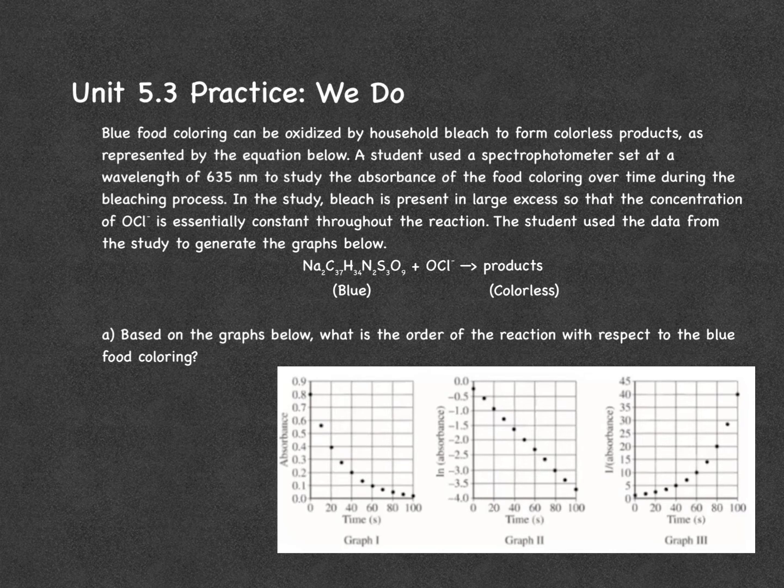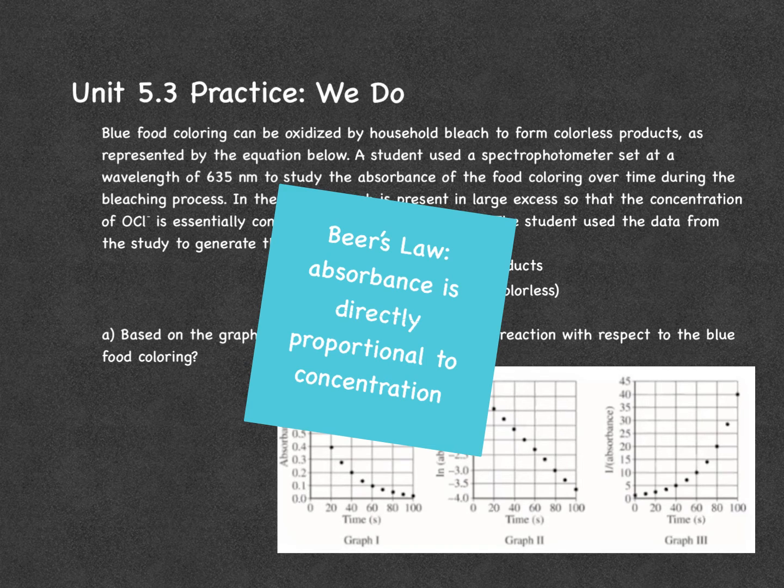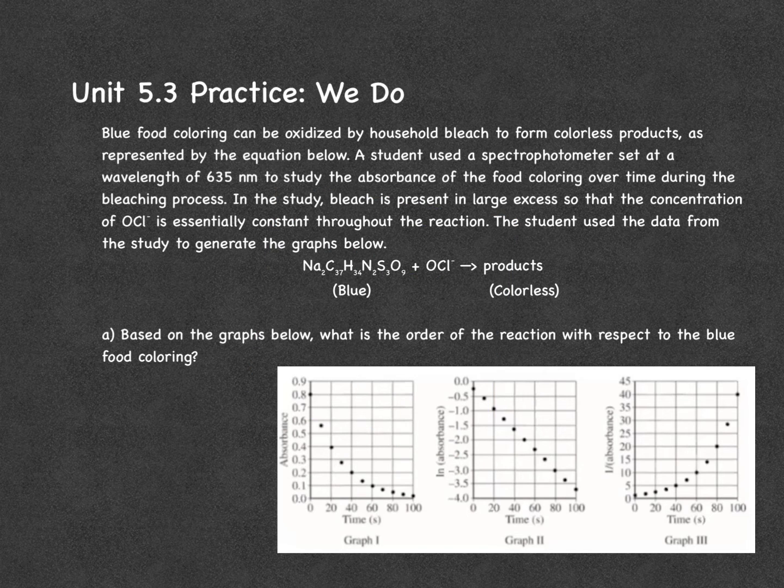So the first thing we have to acknowledge is that these graphs are using Beer's law that states that absorbance is directly proportional to concentration. So we can treat absorbance, in this case on the y-axis, the same way that we would treat concentration. So now we're looking for that linear relationship, and we can very clearly and easily and quickly see that graph 2 is the only graph that has a linear relationship between the two axes, between the natural log of the absorbance and time.